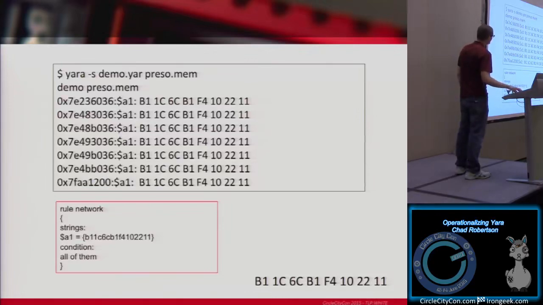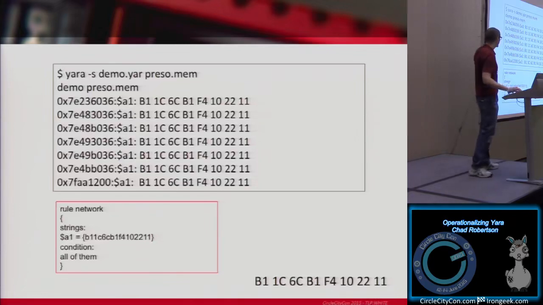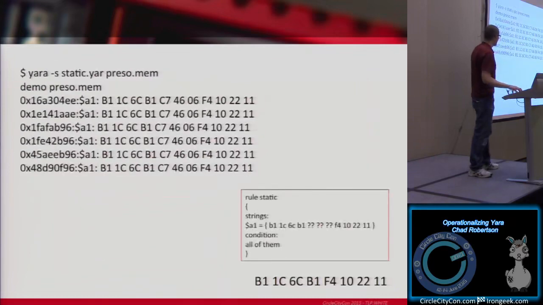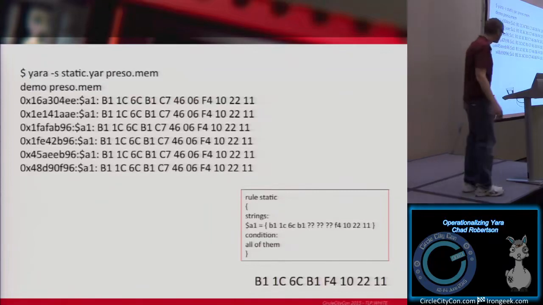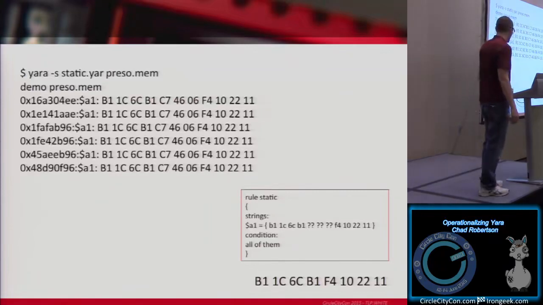Here is the string, the non-wildcarded one. This would be the network side. There's the rule. So we can see the network rule that we wrote previously applies to the memory. And then the static rule with the wildcarded opcodes applies to the static detection in the same memory.